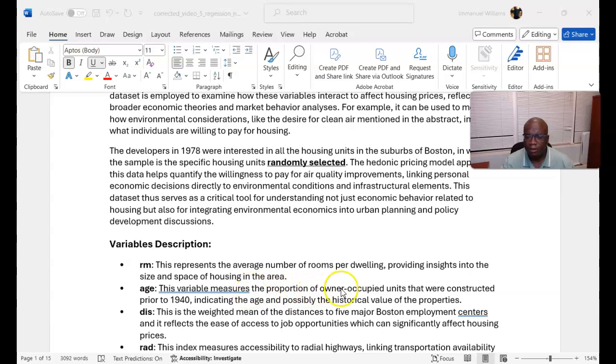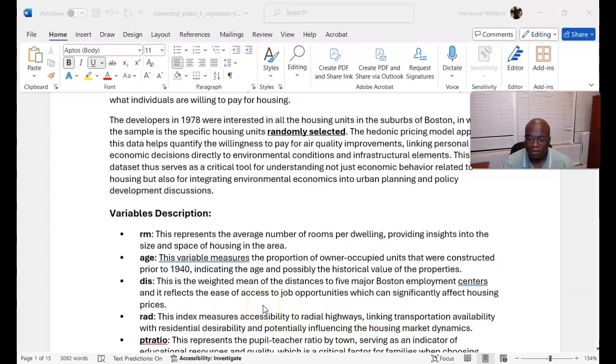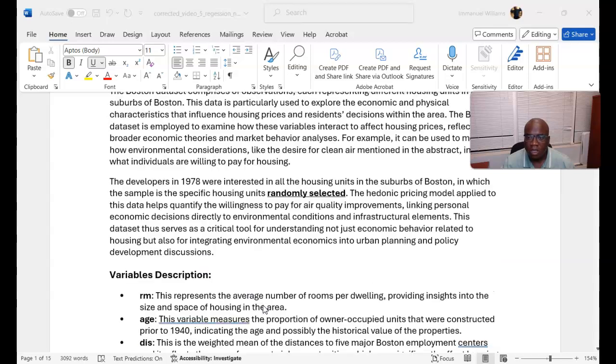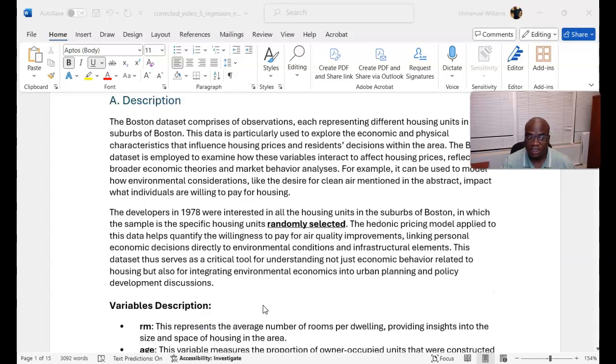this variable measures the proportion of owner-occupied units that were constructed prior to 1940. So the proportion of those that were made before 1940. The distance, or it's the weighted mean of the distance to 5 major Boston employment centers, and so on and so forth. This data set is actually a real data set from 1978. Why are we doing 1978 in 2024? Because the data set's easy. It's easy for us to learn from. It's also a little famous.